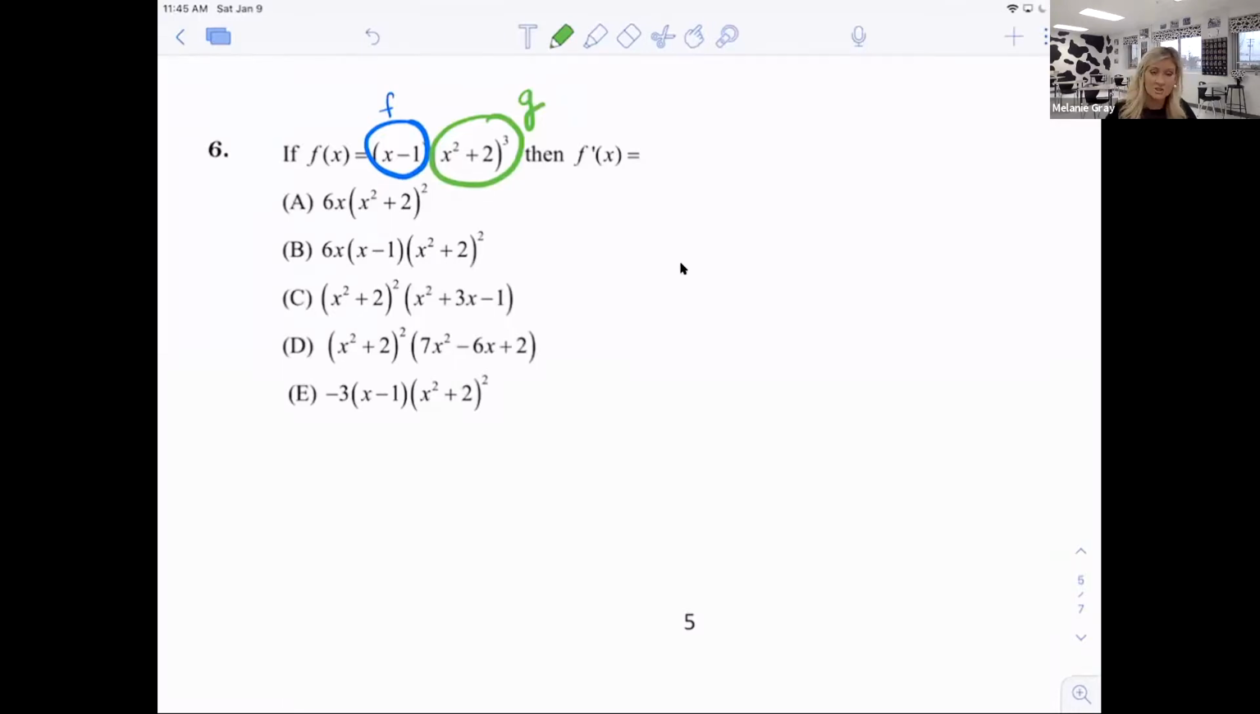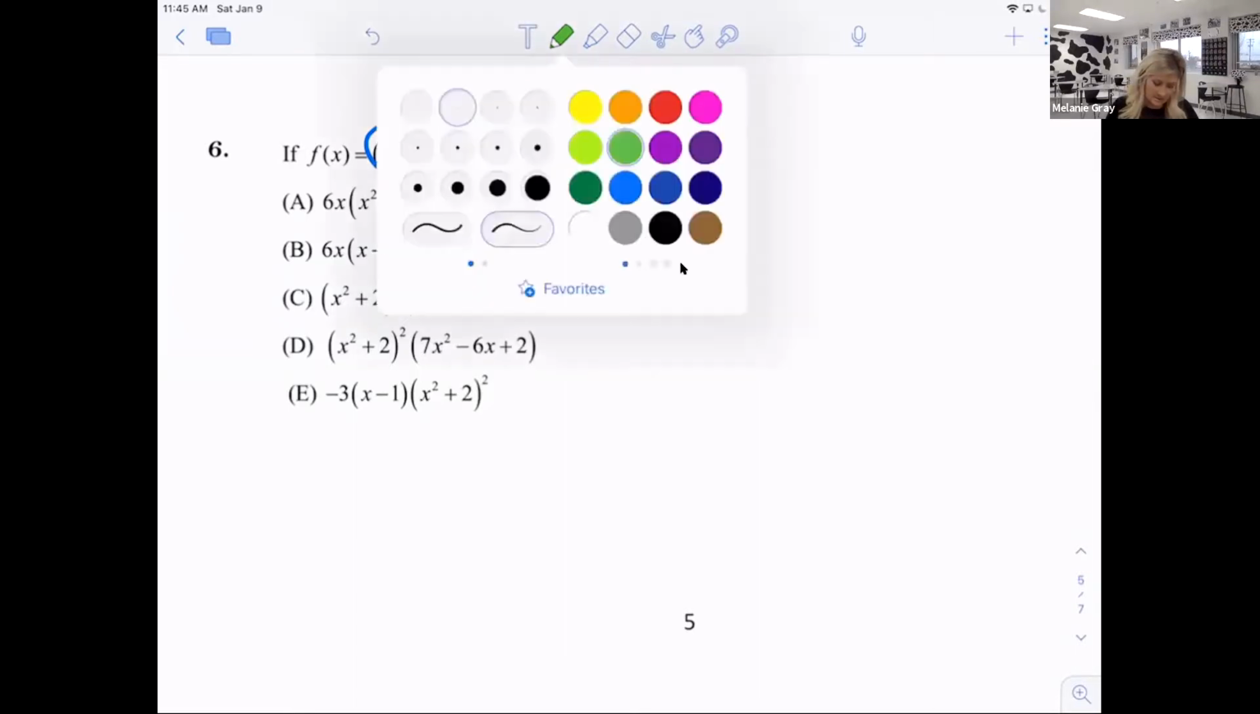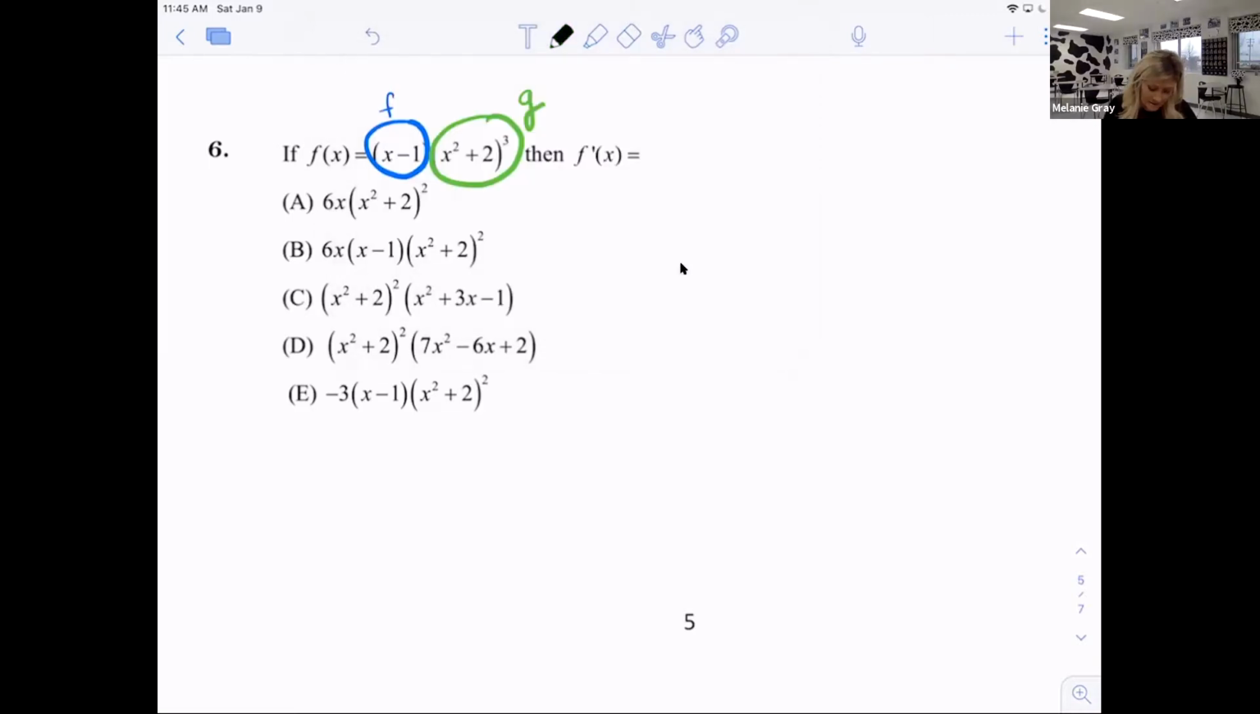But when I get to the G prime part, I'm going to have to do chain rule. Okay, so let's dig in and get our product rule here, which is G times F prime is 1 plus F times G prime. Now, G prime is where I need the chain rule because I have a composition function.